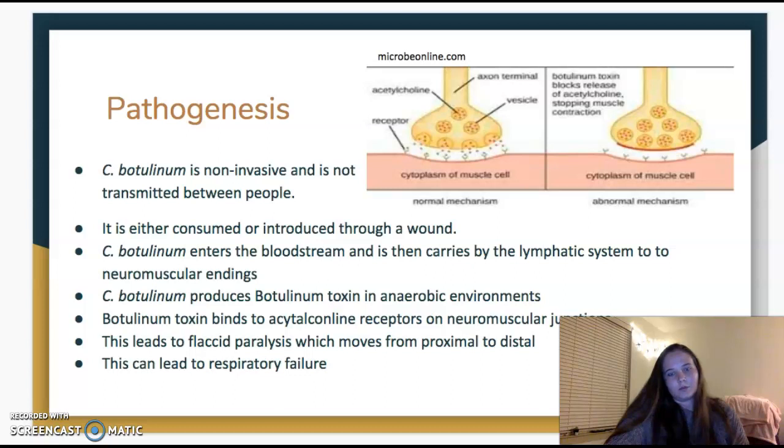It produces botulinum toxins, of which there are several types, but the one people are generally concerned with is botulinum toxin A. It produces them in anaerobic environments, and then those toxins bind to your acetylcholine receptors on neuromuscular junctions. This leads to flaccid paralysis, where you just can't move. You're not tensed up or anything. You're just limp. It goes proximal to distal. It starts from your head, your cranial nerves, and goes down your body. This can lead to respiratory failure, which is why it's dangerous.